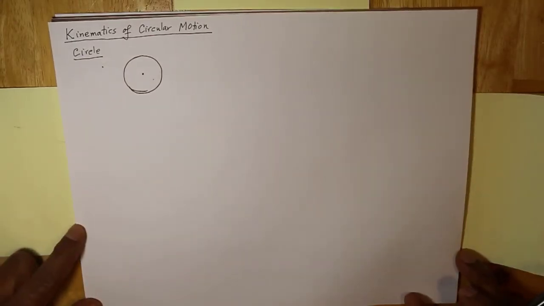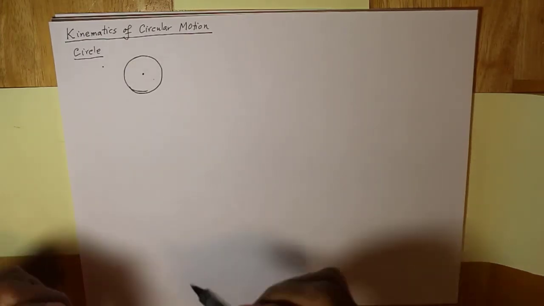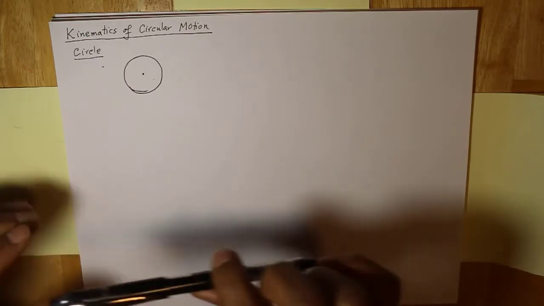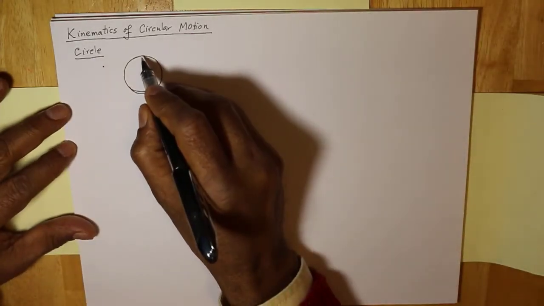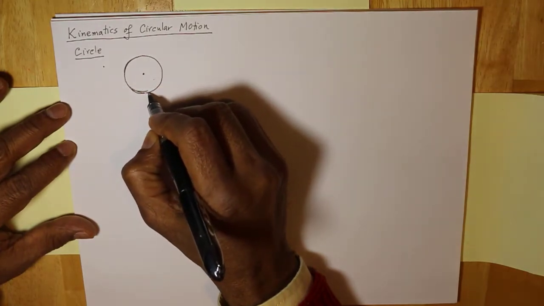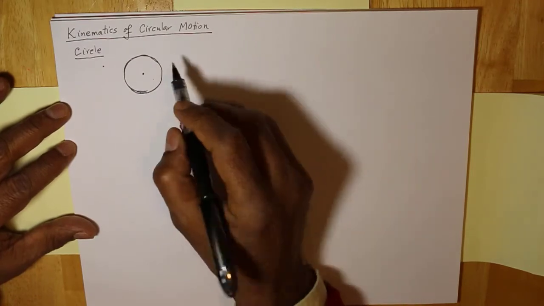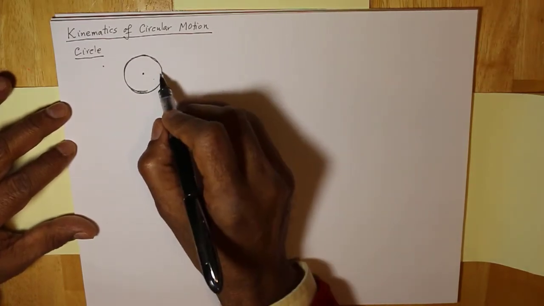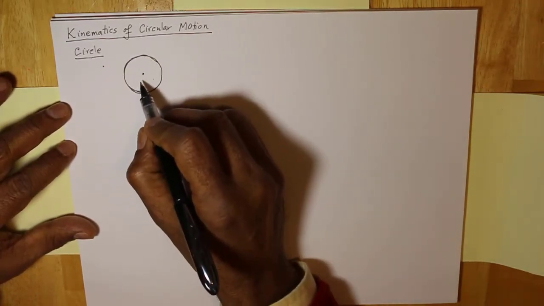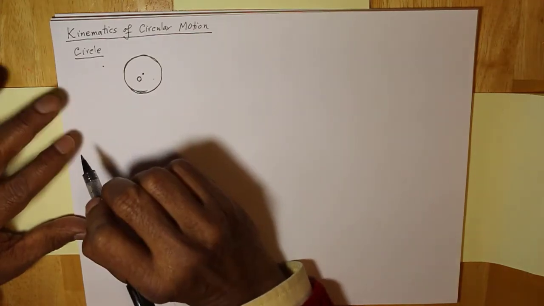Hello, today we're gonna review kinematics of circular motion. You already have seen circle before in the course, and let's review a little bit of circle. Some language we're gonna use with a circle: a circle is a curve that's equidistant from a point we call center. We'll label center with O.